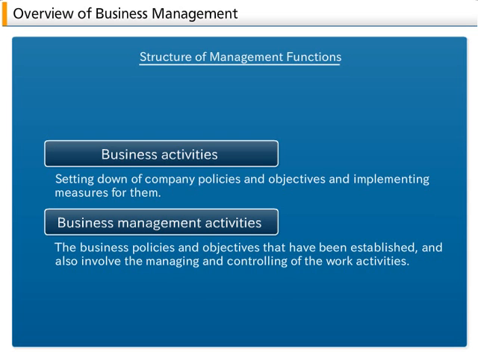Business management activities involve following the business policies and objectives that have been established. They also involve the managing and controlling of the work activities of the corporation. Management here indicates the planning of all activities and controlling their implementation.